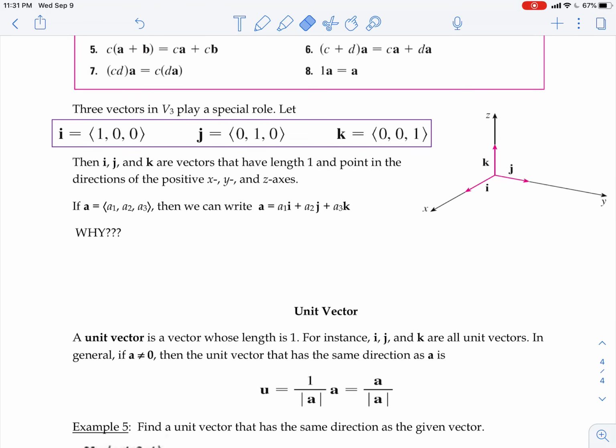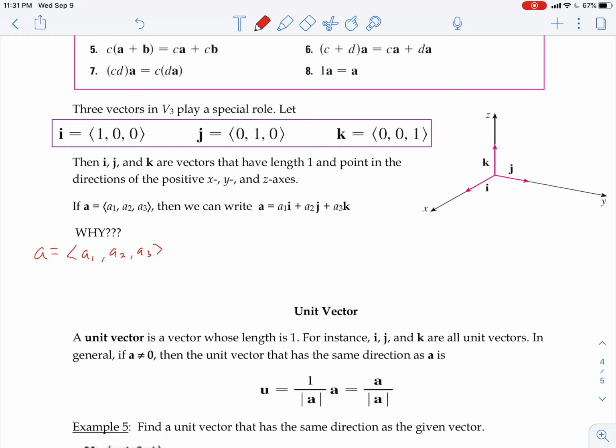So here we have a little question. If vector a is represented by a sub 1, a sub 2, a sub 3, then we can write a as a sub 1 i plus a sub 2 j plus a sub 3 k. So why? This is the reason why we're able to do that. Because our vector a is defined by a sub 1, a sub 2, a sub 3, what I can do is rewrite my a vector of a sub 1, a sub 2, and a sub 3.